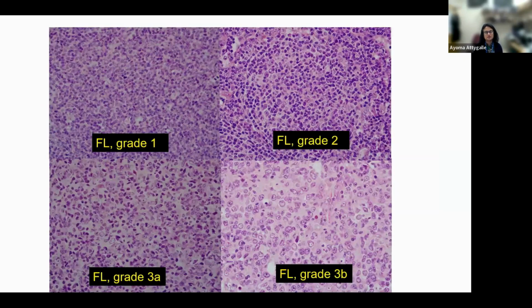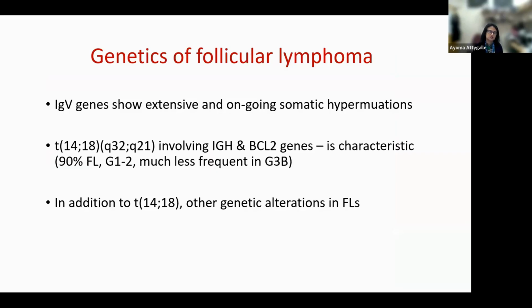So grading, these are examples of grade 1 where the centroblasts are less than 5, and this is grade 2. So we don't refer to grade 1 and grade 2 anymore, it's grade 1 to 2, and this is a 3A where there are more than 15 centroblasts, but there are still centrocytes, and then of course the sheets of large cells which are within the follicle, which is follicular lymphoma grade 3B, which is now called follicular large B-cell lymphoma. So the immunoglobulin genes show extensive and ongoing somatic hypermutations.